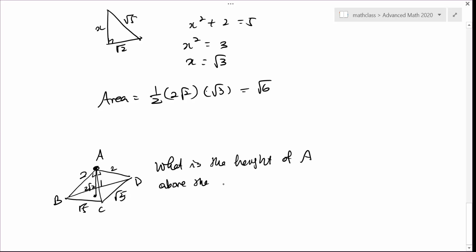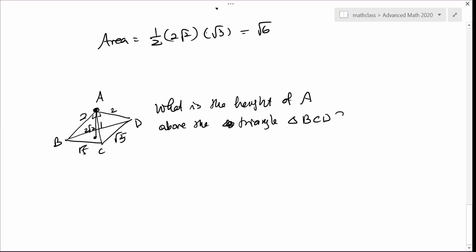Yeah, above the triangle. B, C, D. Okay, can you do that? If you know the three base, we use the volume to find out. First of all, the volume is going to be 1/3 times the base area A times H. So I know the base area. I already found the square root of 6, right?